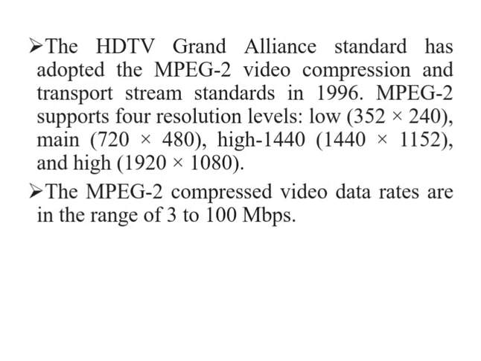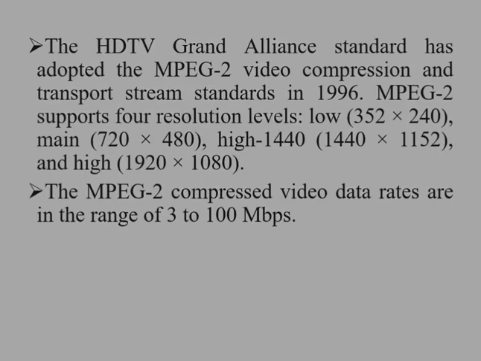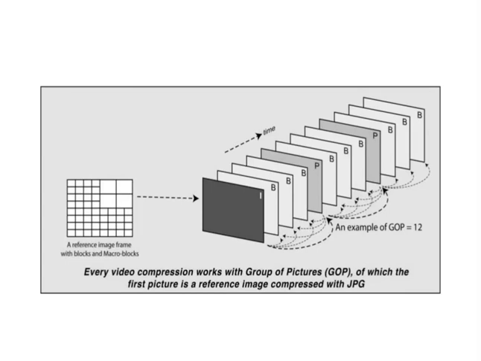MPEG2 supports 4 resolution levels: low 352 by 240, main 720 by 480, high 1440 by 1152 and high 1920 by 1080. The MPEG2 compressed video data rates are in the range of 3 to 100 Mbps. This figure represents how video compression works: a group of pictures, that is GOP, of which the first picture is a reference image compressed with JPEG. This is all about video compression.